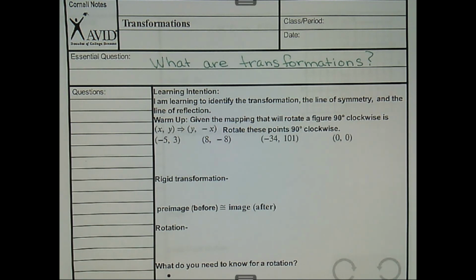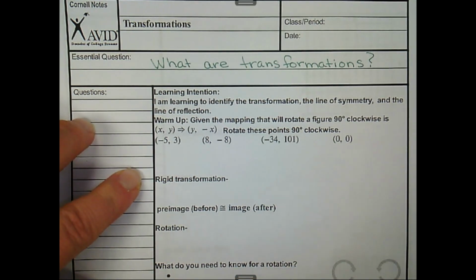So we've got the warm-up. Given the mapping that will rotate a figure 90 degrees clockwise, your x and y are mapped onto y and the opposite of x. Rotate these points 90 degrees clockwise. So I need you to pause the video and see if you can do that on your own. I hope that you tried.